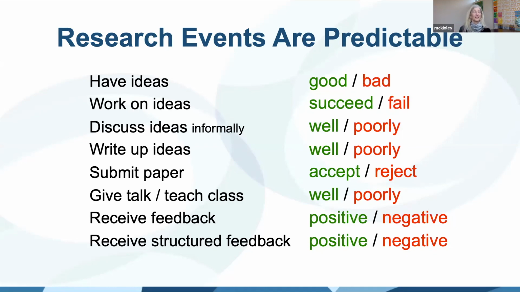So here are things that will definitely happen to you as a researcher. You're going to have some ideas. You're going to work on those ideas. You're going to discuss them. You're going to write them up. You're going to submit papers. You're going to give a talk or teach a class. You're going to get feedback informally or formally, and that feedback will be positive and negative. And you'll give good talks and bad talks. You'll get papers accepted and rejected.